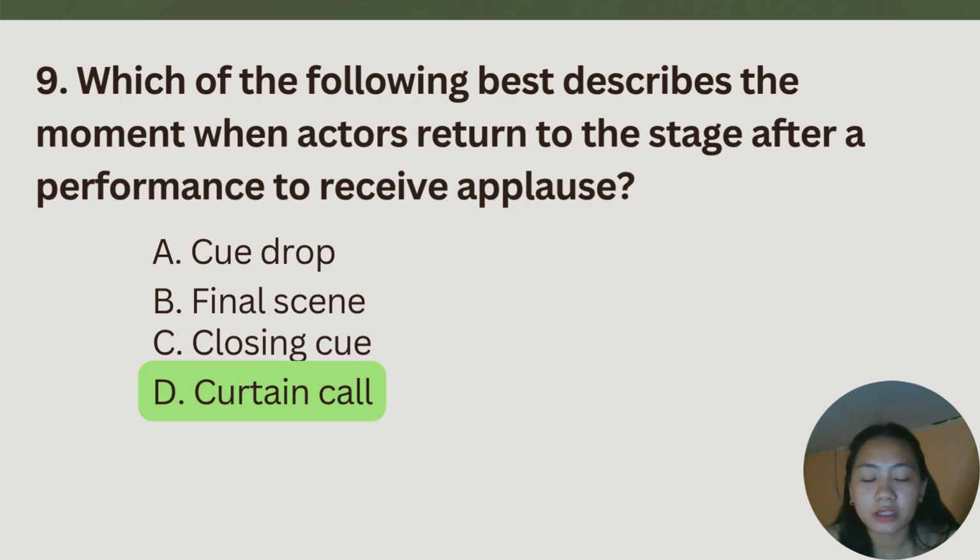So why are the other options incorrect? Letter A, curtain drop. It refers to the lowering of curtains, which usually signals the end of the performance before actors come back out. Next, letter B, final scene. This is the last part of the story being performed, not the moment when actors come out for applause. Next, letter C, closing cue. It is a technical signal given by the stage manager or crew to indicate the end of the performance and other stage changes.